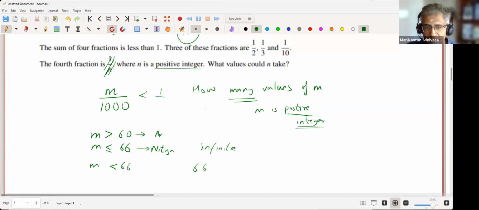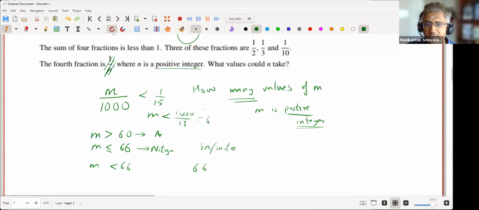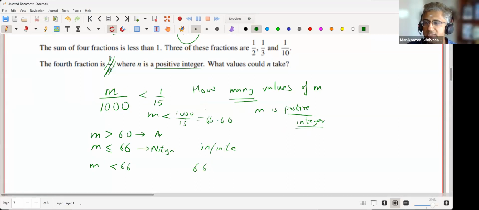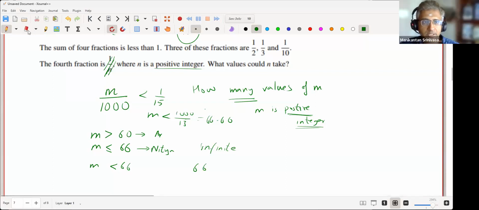So M by 1000 is less than 1 by 15. And therefore, M is less than 1000 by 15, which, by the way, Precious, is 66.6666. It's not 66.3333, right? Okay, but that's fine. It didn't make a difference in this case because either way, the next integer down was 66. So 66 is the correct answer.